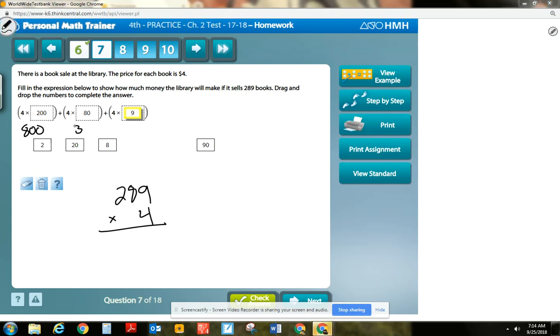Here's my 32 tens, and then there's my ones, right? And we could add those together off to the side to find out how much money that library raised by selling those books. 6, 5, 11, 1, 2, 3. So they raised over $1,000. Good job for that library.